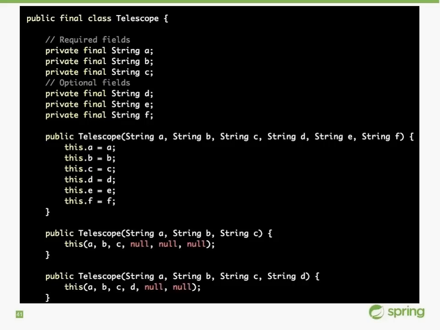Our first constructor is the fully expanded telescope, and it will actually initialize all of the required fields and all of the optional fields. The next constructor that we see on the screen is actually the fully collapsed telescope. And so it initializes only the required fields and none of the optional fields. And it does that by calling the fully expanded constructor, passing null for each of the optional fields. The next constructor down is expanding the telescope by 1 element. And so we now initialize 4 and leave out 2 of the optionals.